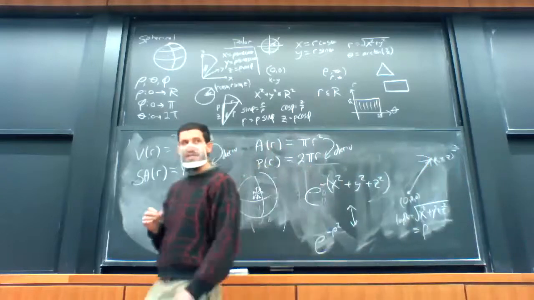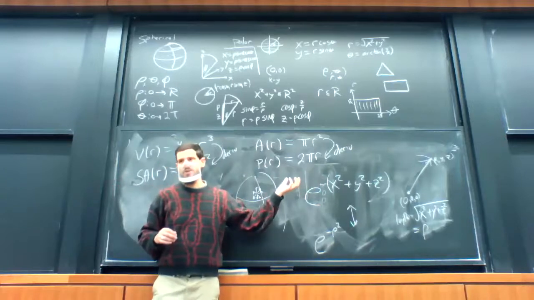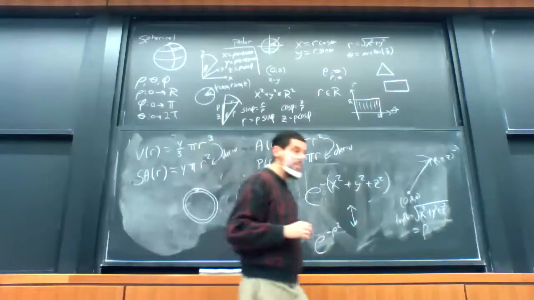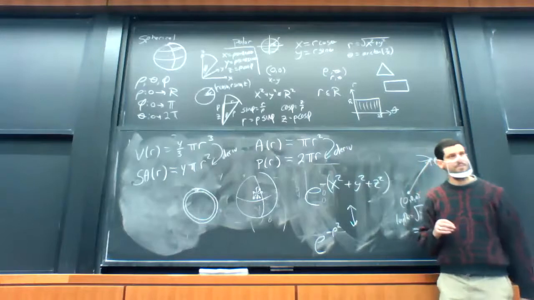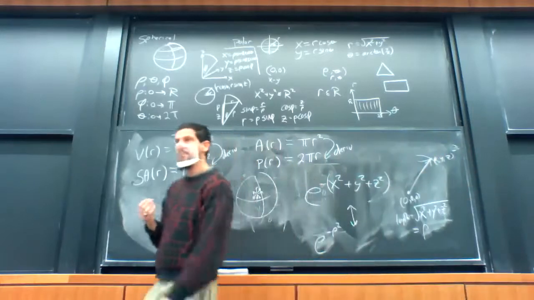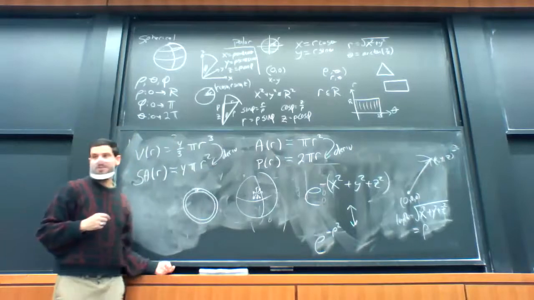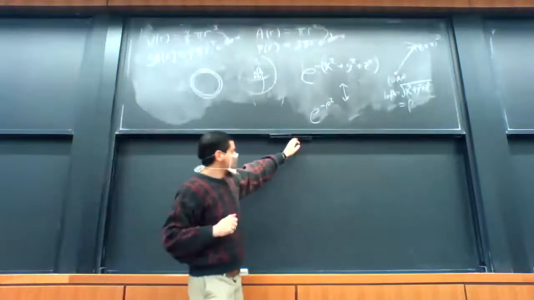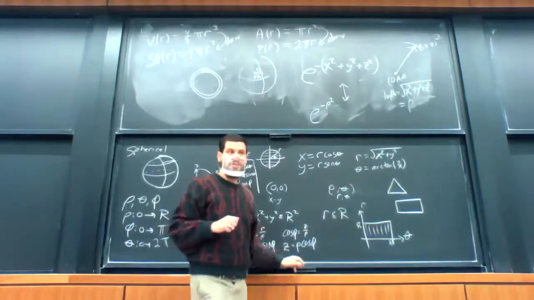So if I give you a function that depends only on x squared plus y squared plus z squared, you should be thinking spherical coordinates. What if it only depends on x squared plus y squared? Polar or cylindrical, something like that. And then if it has a terrible dependence, then you're out of luck. It turns out many problems only depend on your distance.